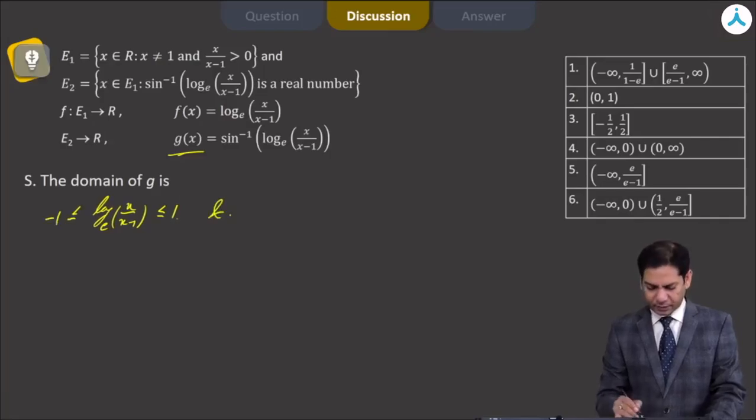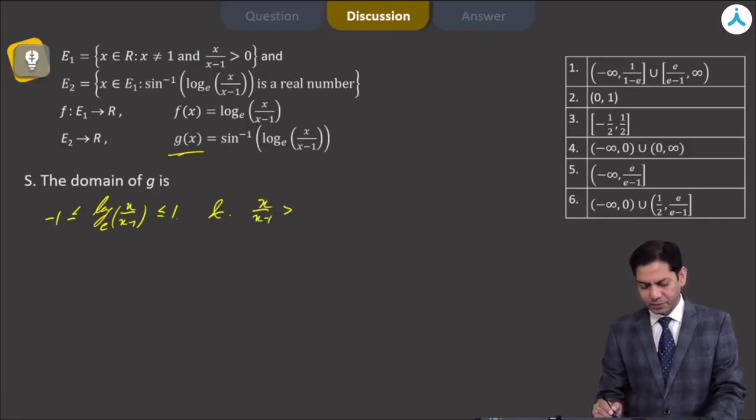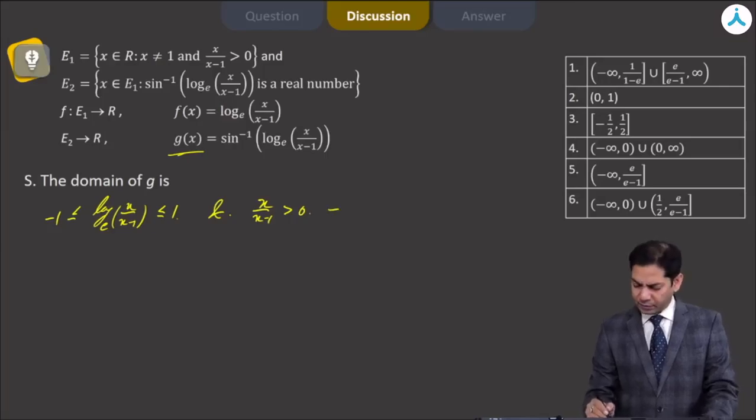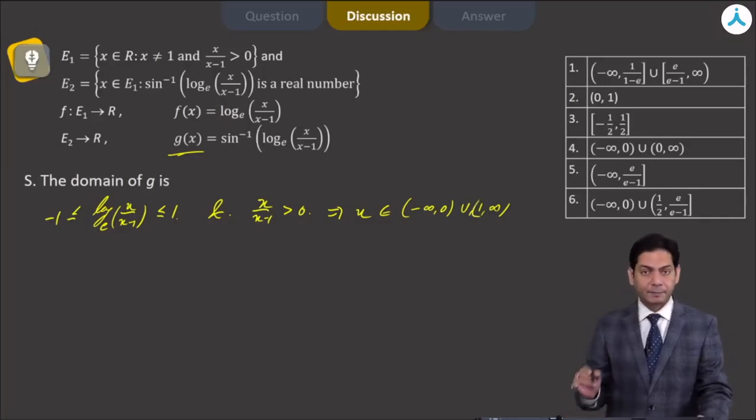Other than that, the quantity inside the log should be positive. So x upon x minus 1 should be greater than 0. We have already solved this inequality. This gives us the restriction that x belongs to minus infinity to 0 union 1 to infinity. This we have already taken care of.